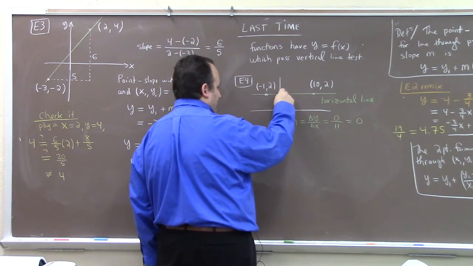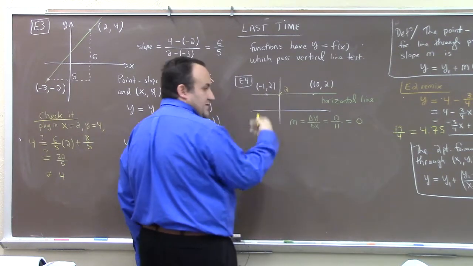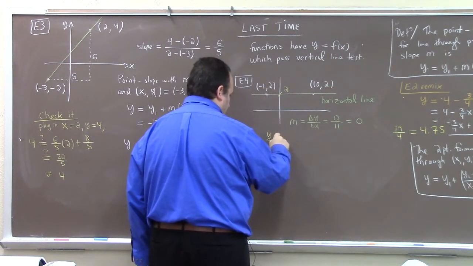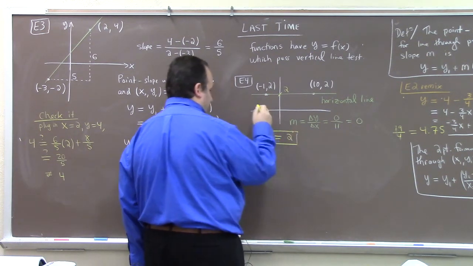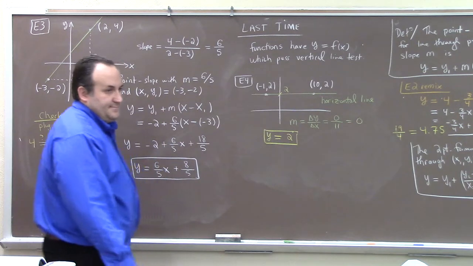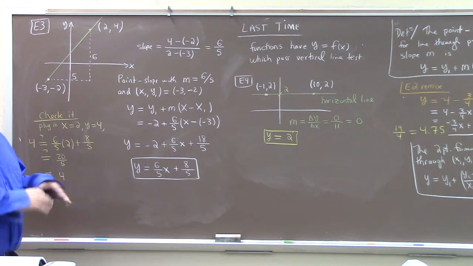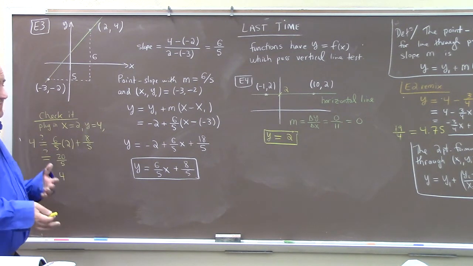So what's the y-intercept, by the way? The y-intercept of this line is clearly 2. So the equation of this line is simply y equals 2. That is the equation of this line. So when slope is 0, you just get y equals a constant. It's a horizontal line. And now, does a horizontal line pass the vertical line test?